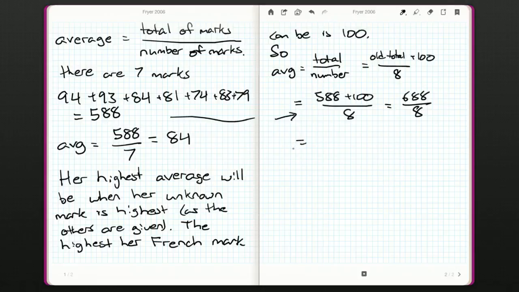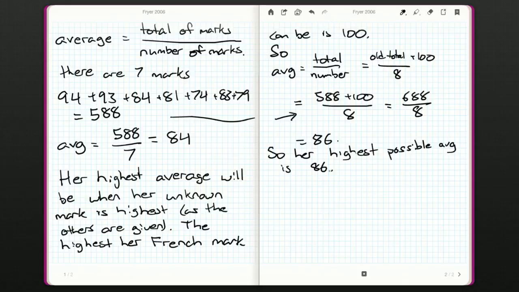688 divided by 8, you can do that in your head or you can do it with a calculator. She could have 86 as her mark. So her highest possible average is 86. Okay. Straightforward enough.